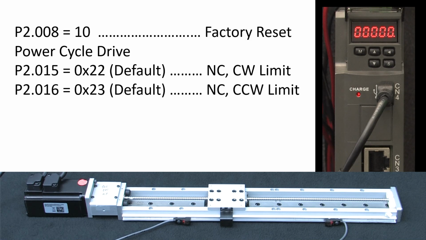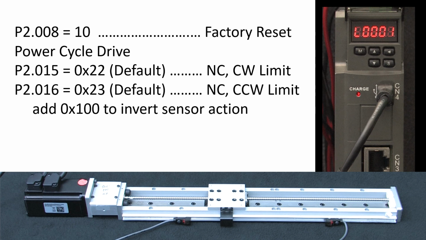The limit switch inputs are set up like this. These are the factory defaults that correspond to the wiring of digital inputs 6 and 7, so we don't need to do anything for these parameters. Notice that these are NPN sensors with normally closed outputs. If you have normally open sensors, then you'll probably want to invert these values like this.